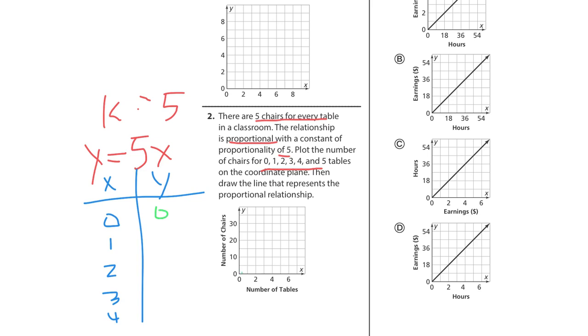And that's going to be the point right here. There. The second point is x equals 1. So we need to plug it into the equation. y equals 5 times 1, and that gives us 5. So our second point is 1, 5. That's going to be right there.